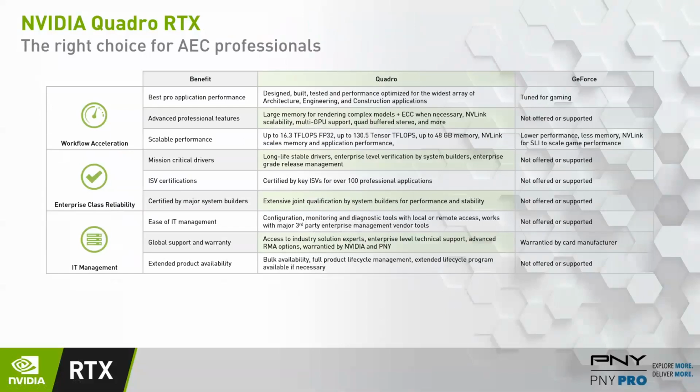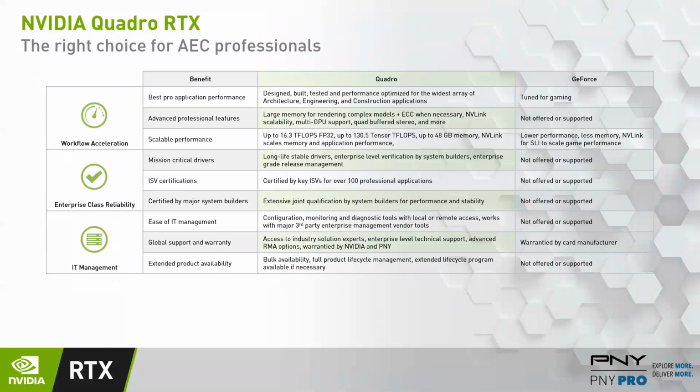Again, we're targeting small to mid-size architecture firms, and you may not have the kind of assets that a larger corporation would have to pull on regarding IT resources. The best way to avoid IT problems is to prevent them from happening in the first place. And the best way to do that is to choose a graphics board that was designed, built, and tested for use with professional AEC applications, which is exactly what Quadro is designed, developed, and tested for, whereas GeForce is tuned for gaming.